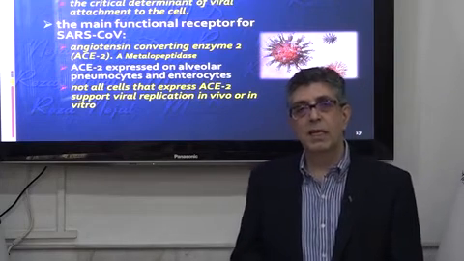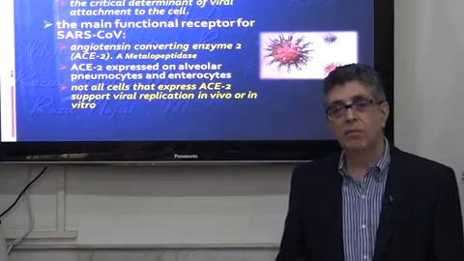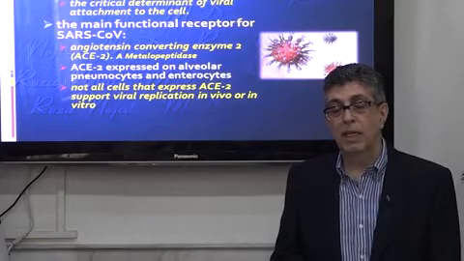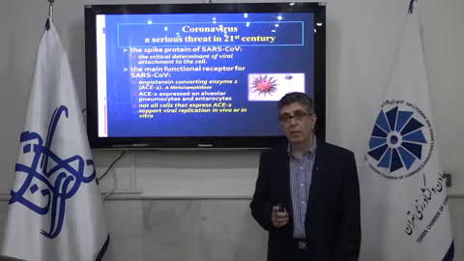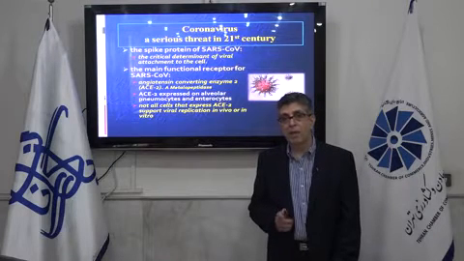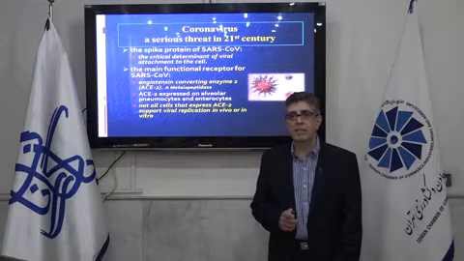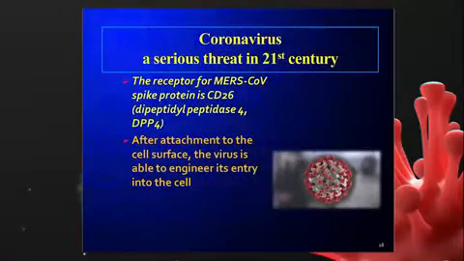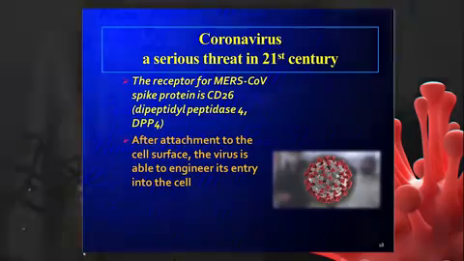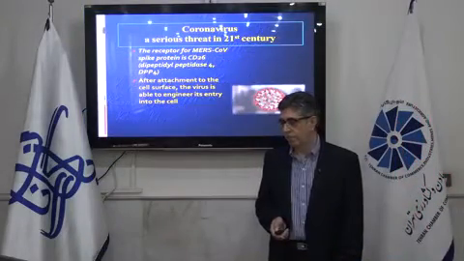Not all cells have ACE2, so the cells can get rid of this virus easily. Accordingly, we will have respiratory disease and GI disease, gastrointestinal disease, when the virus invades us. The receptor for these viruses are not the same. In MERS, the virus attaches to its receptor, which is dipeptidase 4, not ACE2.